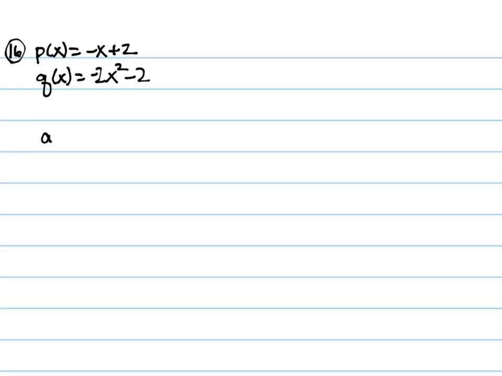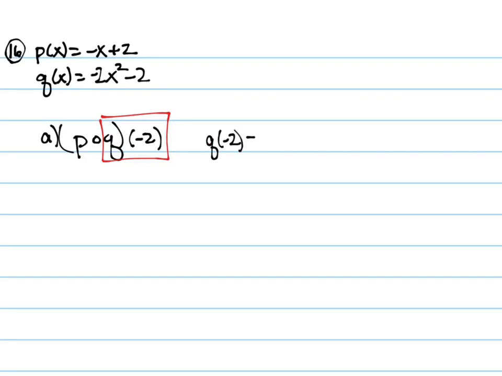they had P and Q on the other test. Is that right, McKaylee? Okay, so P of X is negative X plus 2. Q of X is negative 2X squared minus 2. Part A was to find P of Q of negative 2. Okay, so we start on the inside here with Q of negative 2. So Q of negative 2 means to take the Q equation, which is negative 2, times X, which is now negative 2, squared minus 2.